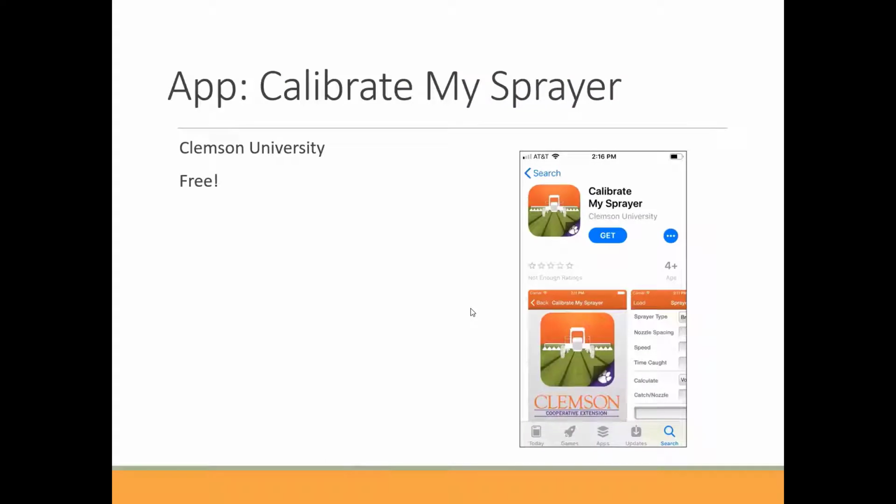So here is an example of an app that can calibrate your sprayer. It came from Clemson and walks you through calibration of a boom or a boomless nozzle spray system.